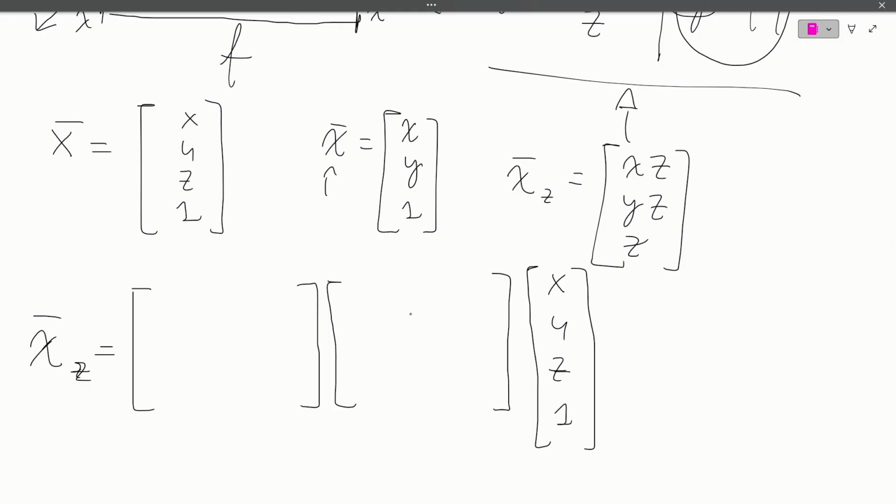We just need a matrix like this: 1 0 0 0, 0 1 0 0, 0 0 1 0. Stop. We can call it P0. This is a projection matrix. This is just a matrix that deletes Z. Just that.